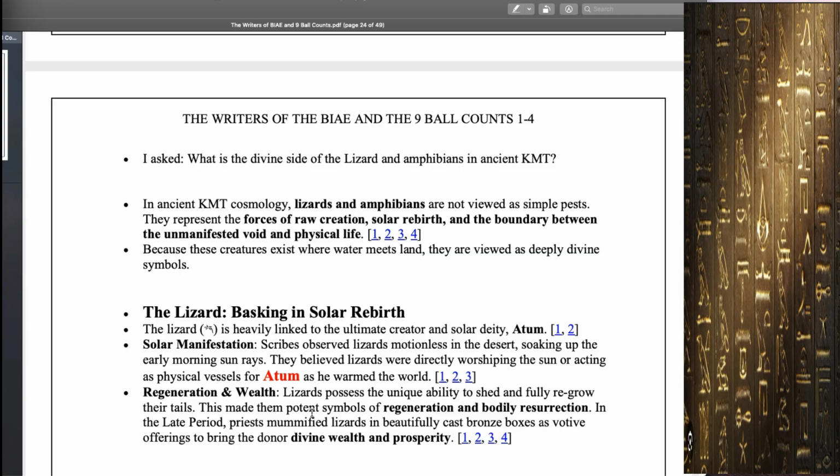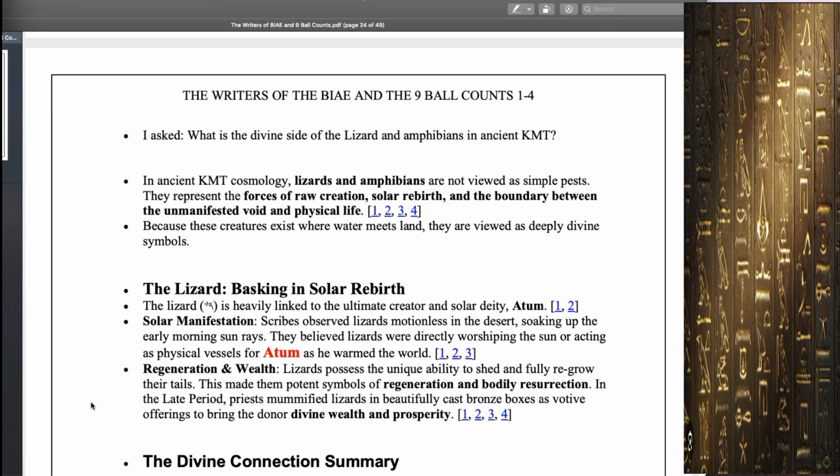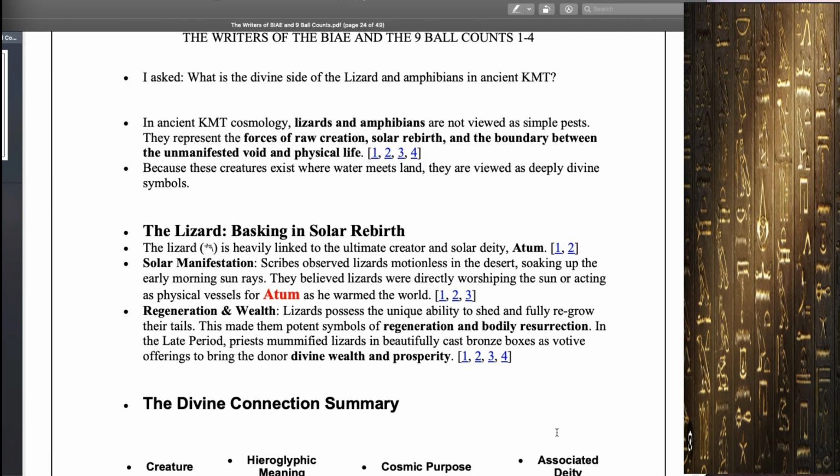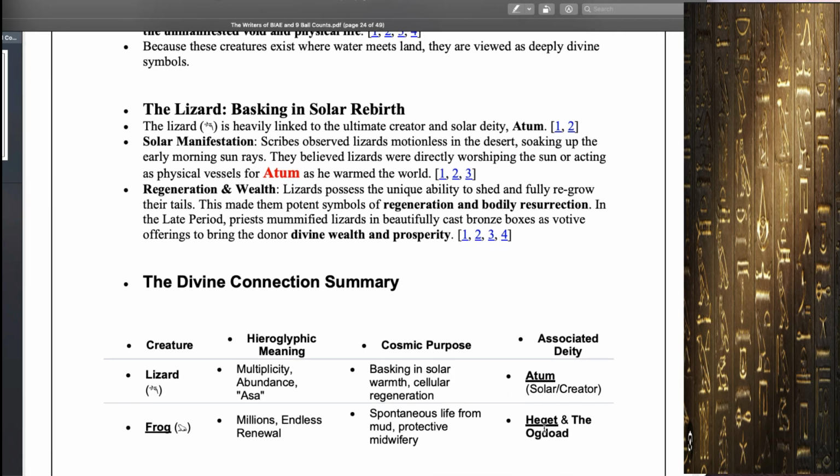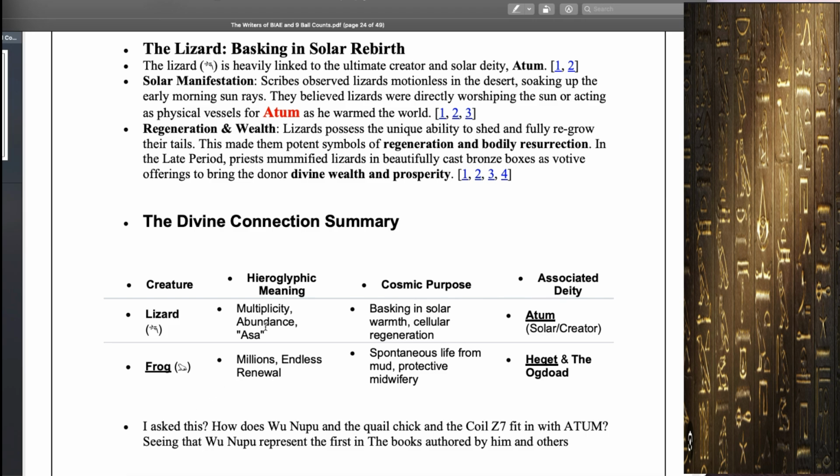Regeneration of wealth. Lizards possess the unique ability to shed and fully regrow their tails. This made them potent symbols of regeneration and bodily resurrection. In the late period, priests mummified lizards in beautifully cast bronze boxes as votive offerings to bring the donor divine wealth and prosperity. The divine connection summary. Lizards: multiplicity, abundance, cosmic purpose, basking in solar warmth, cellular regeneration. Associated deity: Atum, solar creator.